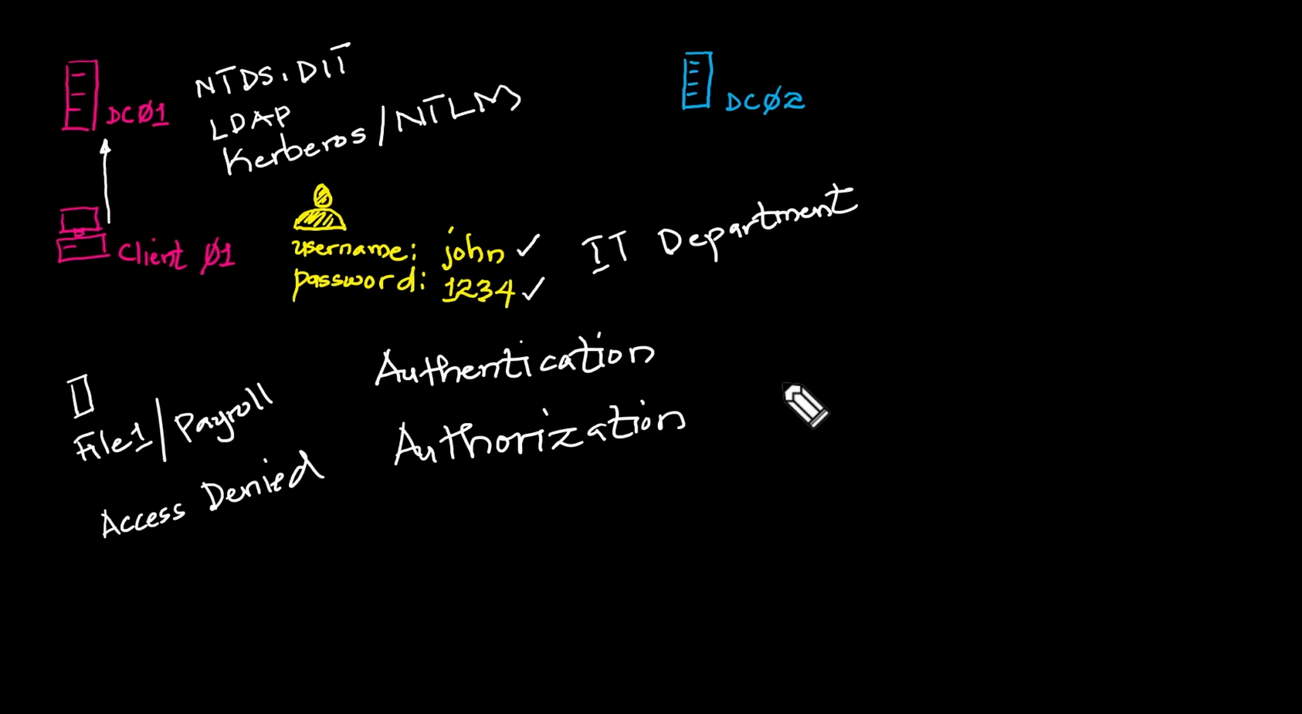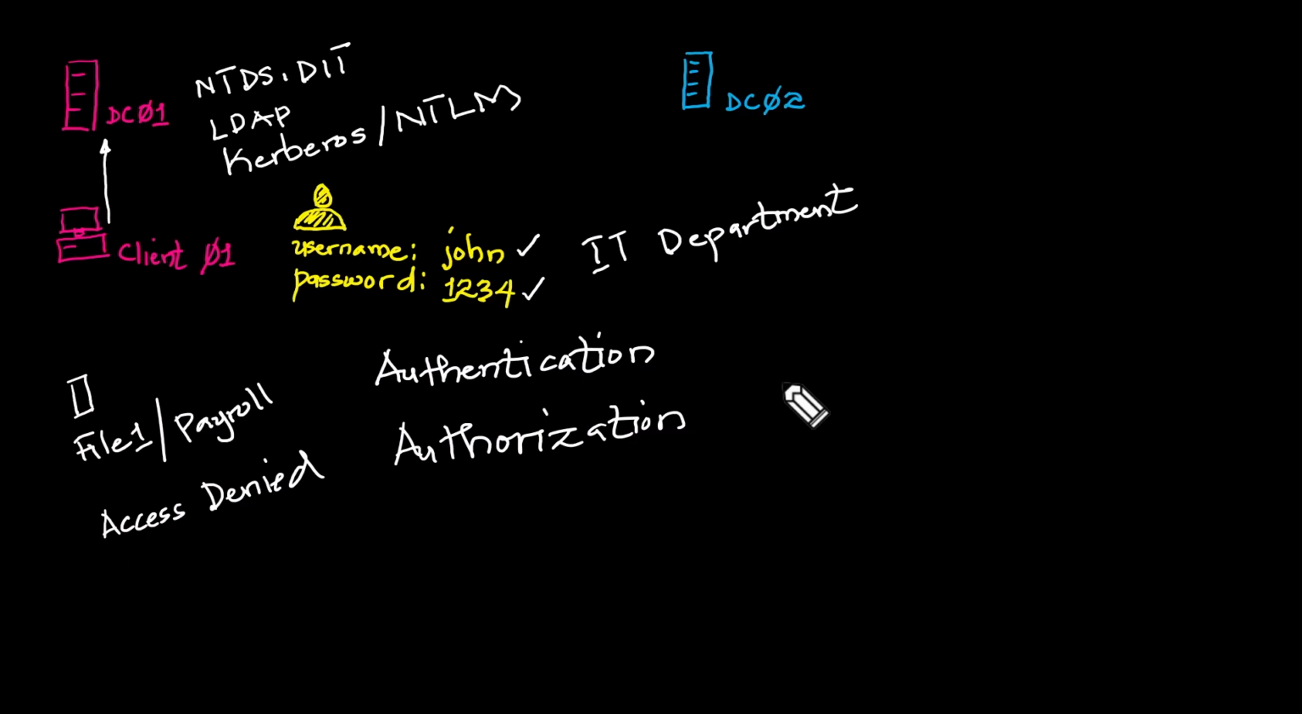And then LDAP is the protocol that Active Directory uses to query the Active Directory database for information. In this case, DC01 is doing our authorization and authentication, allowing people to log in, allowing computers to join the domain, and all of those things.